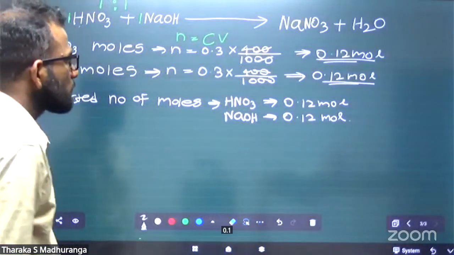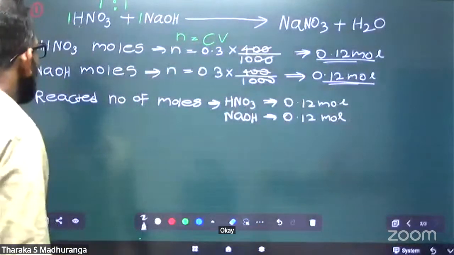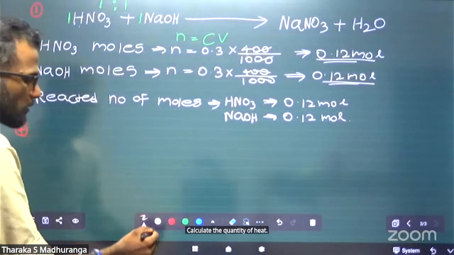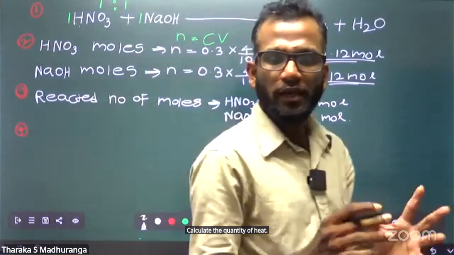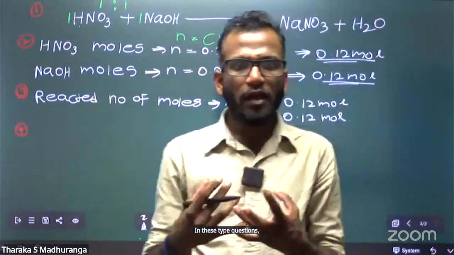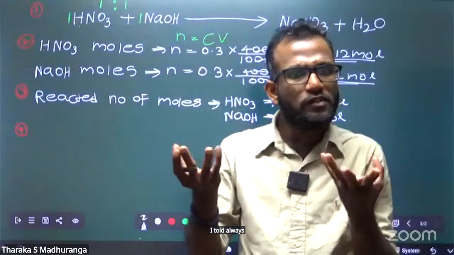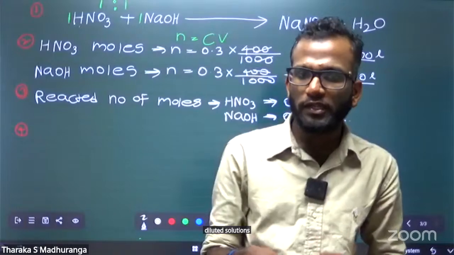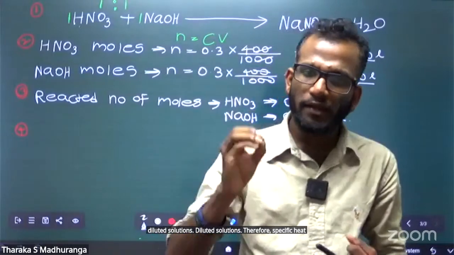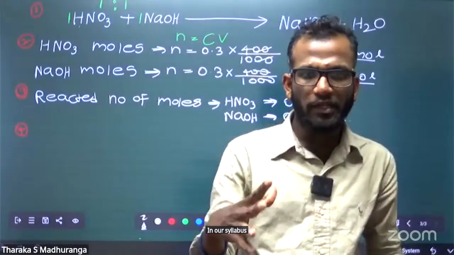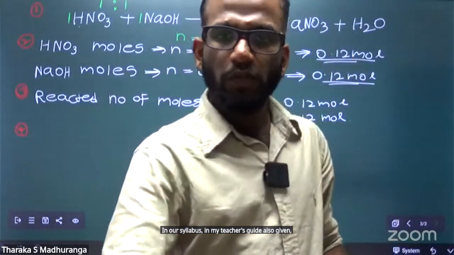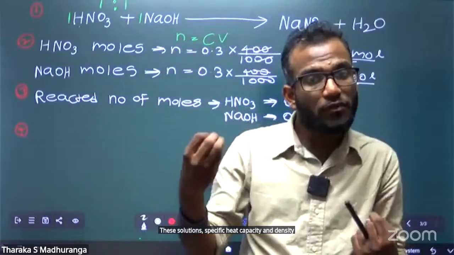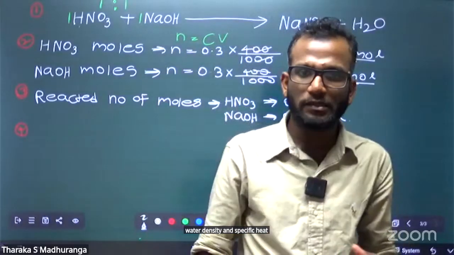0.12 moles. Okay. Fourth step: calculate the quantity of heat. In this type of question, I always told you these reaction solutions are very dilute solutions. Therefore, the specific heat capacity and density, as given in our syllabus and teacher's guide, we can take as the density and specific heat capacity of water.